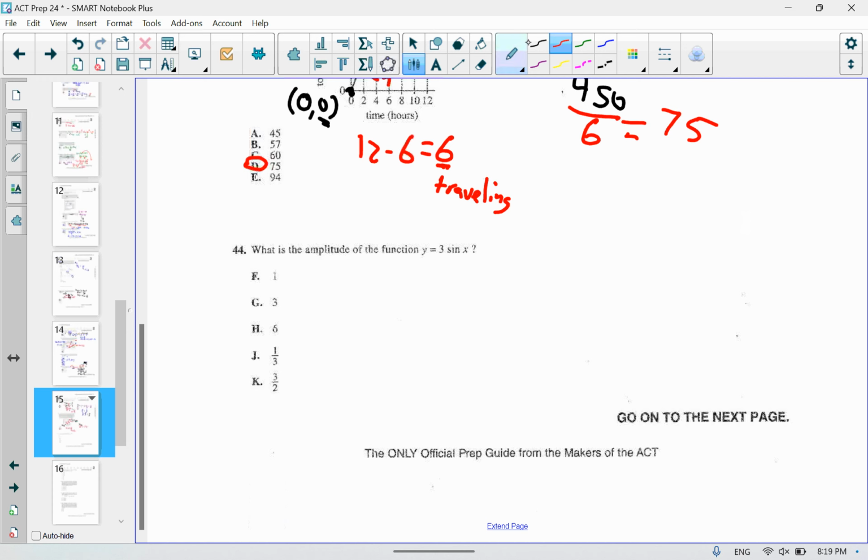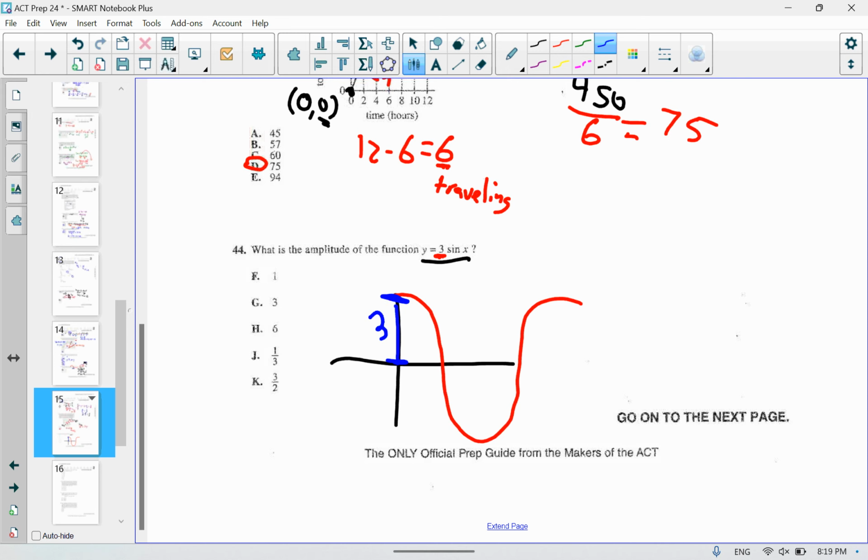Okay, what is the amplitude of this function? You could just graph this. Anytime you have a sine or cosine function, the amplitude is normally 1. But because I'm multiplying by this 3 value, I now have an amplitude of 3.